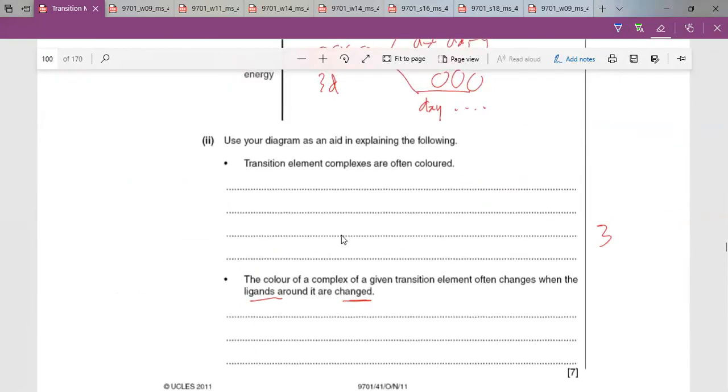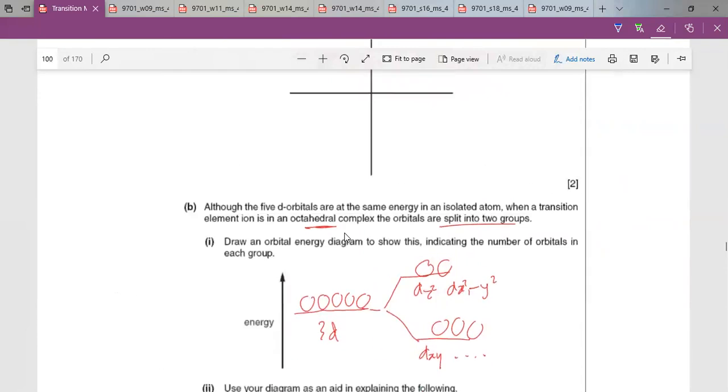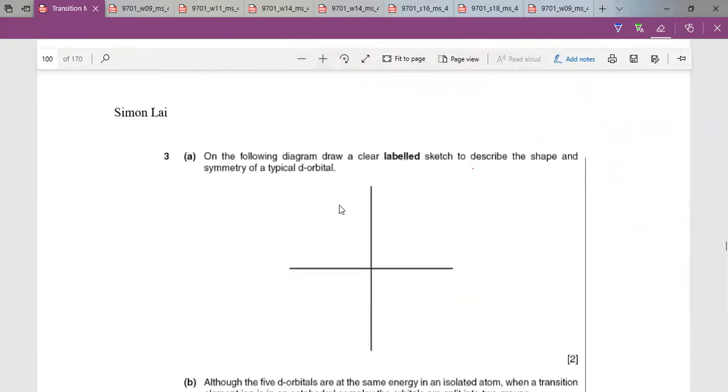Now here, of course, they ask you about the orbitals. On the following diagram, draw clear labels and show the shape and symmetry of a typical d orbital. You know what to do? You can put X here, it's up to you. Label X and Y here. 2 marks, diagram 1 mark. Sketch, and label the shape.